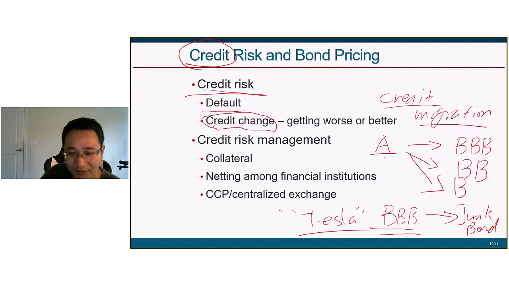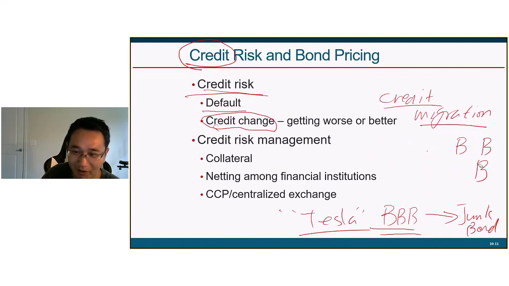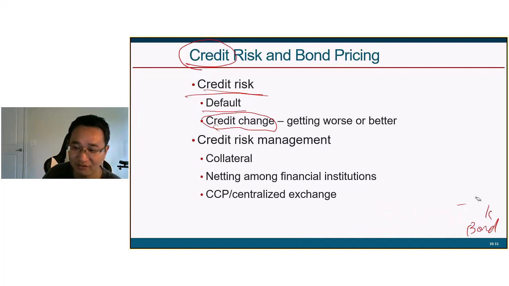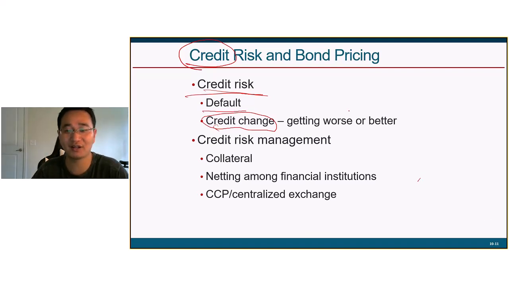Do we manage it? Yes, we do manage it. You would say, I don't really manage it. When I buy a bond, how can I manage the default risk or credit migration risk? You don't, because those are not really available to individual investors. That's why we don't manage it. But remember, we are talking about institutions here. Everything starting in the second part of the class is all about financial institutions.